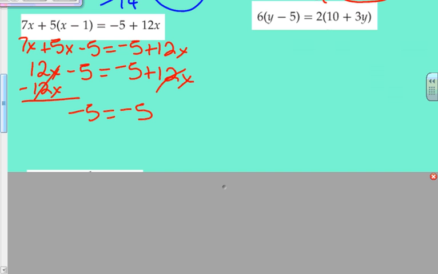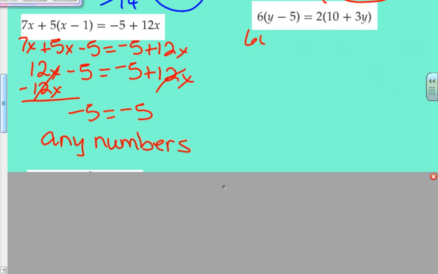When you have this situation, the answer is any number. And that's what you're going to write down. When both sides equal each other, and you can cancel out to 0 equals 0, the answer is any number. And you'll see that from time to time. Okay, let's try this one now.